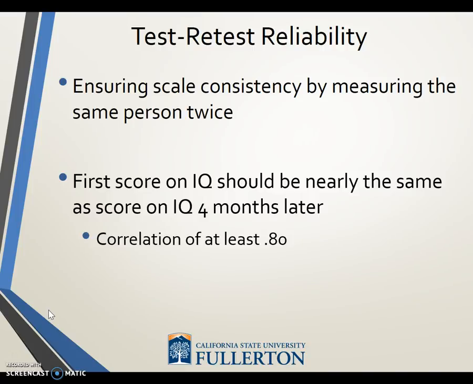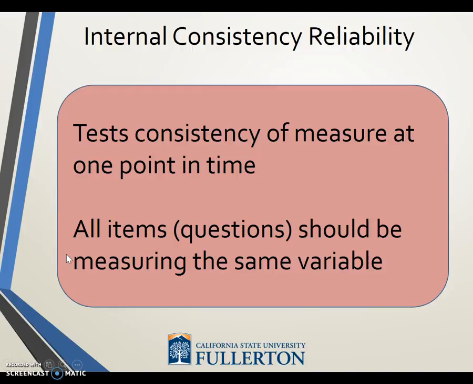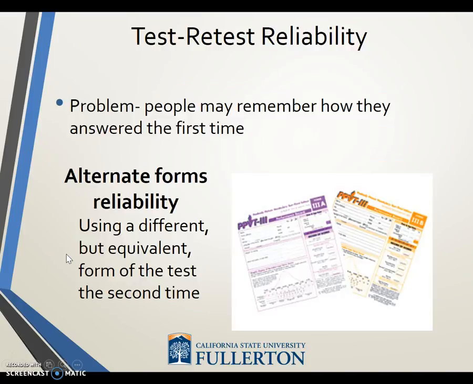All right, so a problem with using test-retest is that sometimes people remember how they answered the first time, and it might affect how they answer the second time. So in other words, using test-retest can sometimes create measurement error. So what's another thing to do? So another way to use test-retest reliability is with alternate forms reliability.